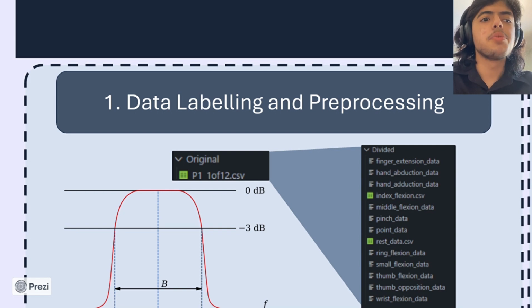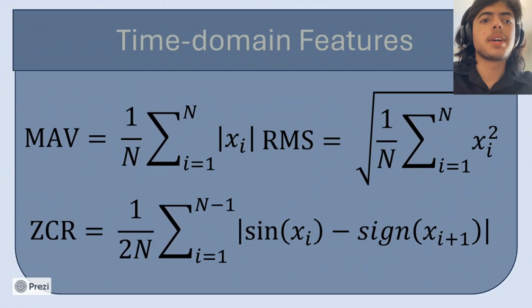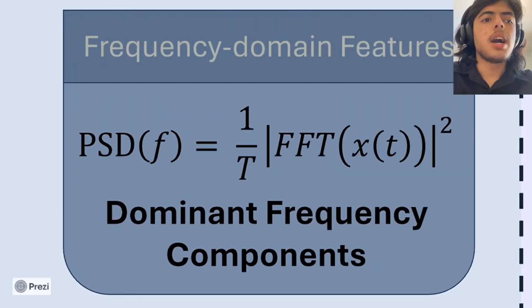Next, feature extraction was performed using a hybrid approach that leveraged both time domain and frequency domain characteristics. The temporal features, including mean absolute value, root mean square, and zero crossing rate, were chosen because they effectively capture muscle activation patterns over time. Meanwhile, spatial features, derived from power spectral density and dominant frequency components, provided insight into how different nerve signals contributed to overall motor intention. The combination of these two domains created a richer representation of the signals, offering both fine-grained detail as well as a broad global structure.